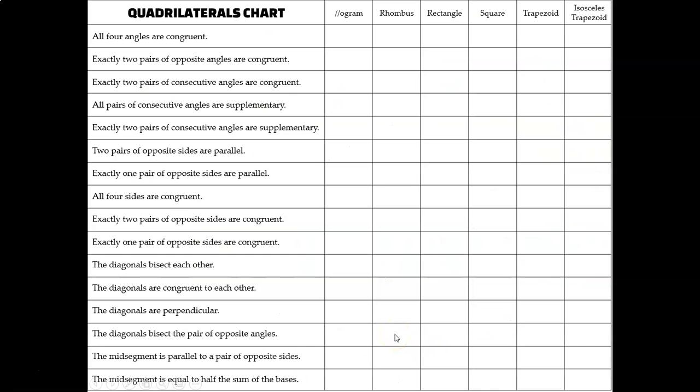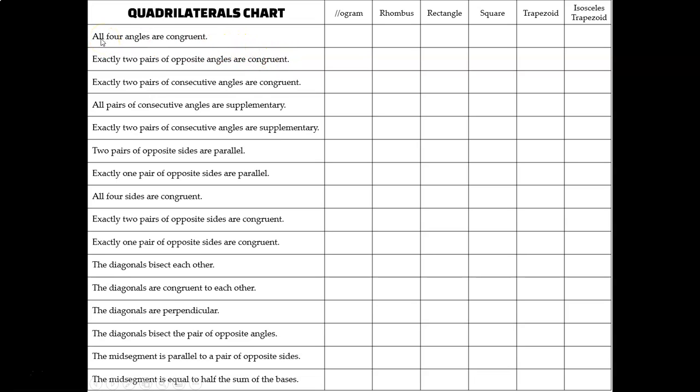But let's also take a moment to look at all of their characteristics, because there's more than just parallel sides and congruent angles and such. We have to know things about their diagonals and their midsegments and a whole bunch more. So I challenge you to pause the video right now and see if you can figure out which of these boxes you should put a check mark in based on whether each of these figures has this characteristic. Pause the video and try it now. All right, let's see how you did.